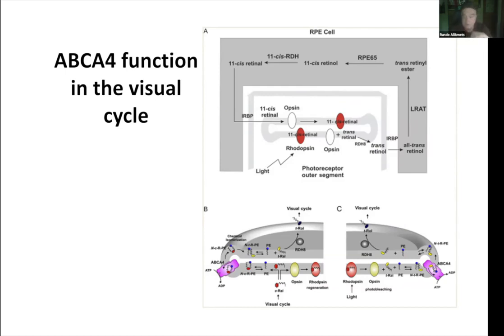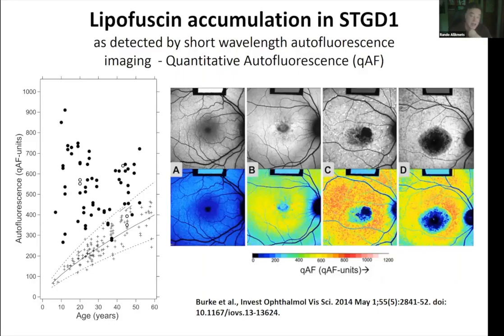And if it is not working, we'll see this happening. We have accumulation of this toxic material, what is in general called lipofuscin, or sometimes you hear the word A2E, which is a part of lipofuscin. What you can see in a specific imaging technology called quantitative autofluorescence is these huge accumulations of fluorescent material in your retina. Specifically, it accumulates in the retinal pigment epithelium.